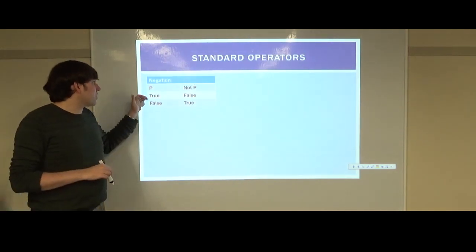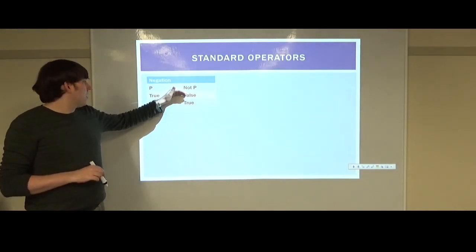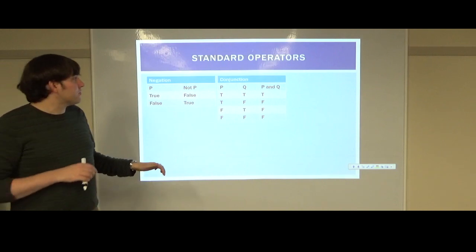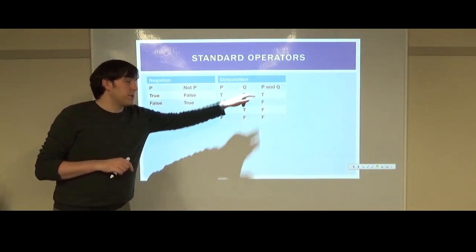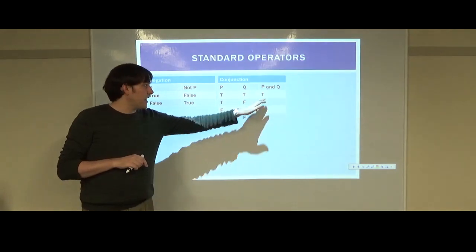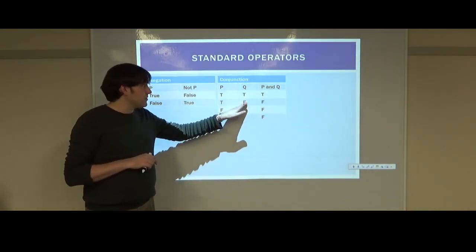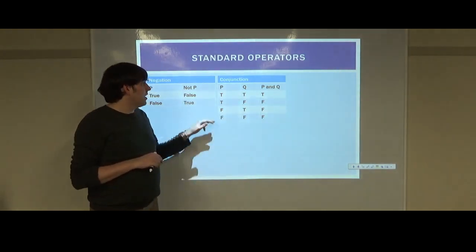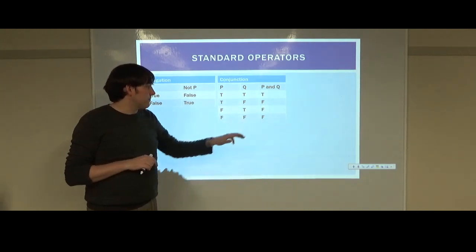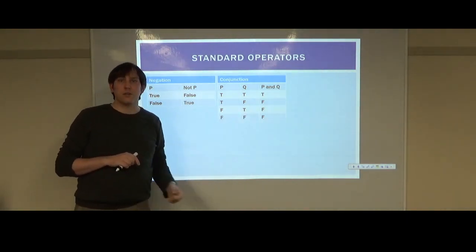So if we have negation, if we have P, when P is true, not P is false. When P is false, not P is true. Conjunction, we have P and Q. When P is true and Q is true, P and Q is true. When P is true and Q is false, P and Q is false. When P is false and Q is true, P and Q is false. When P is false and Q is false, P and Q is false.